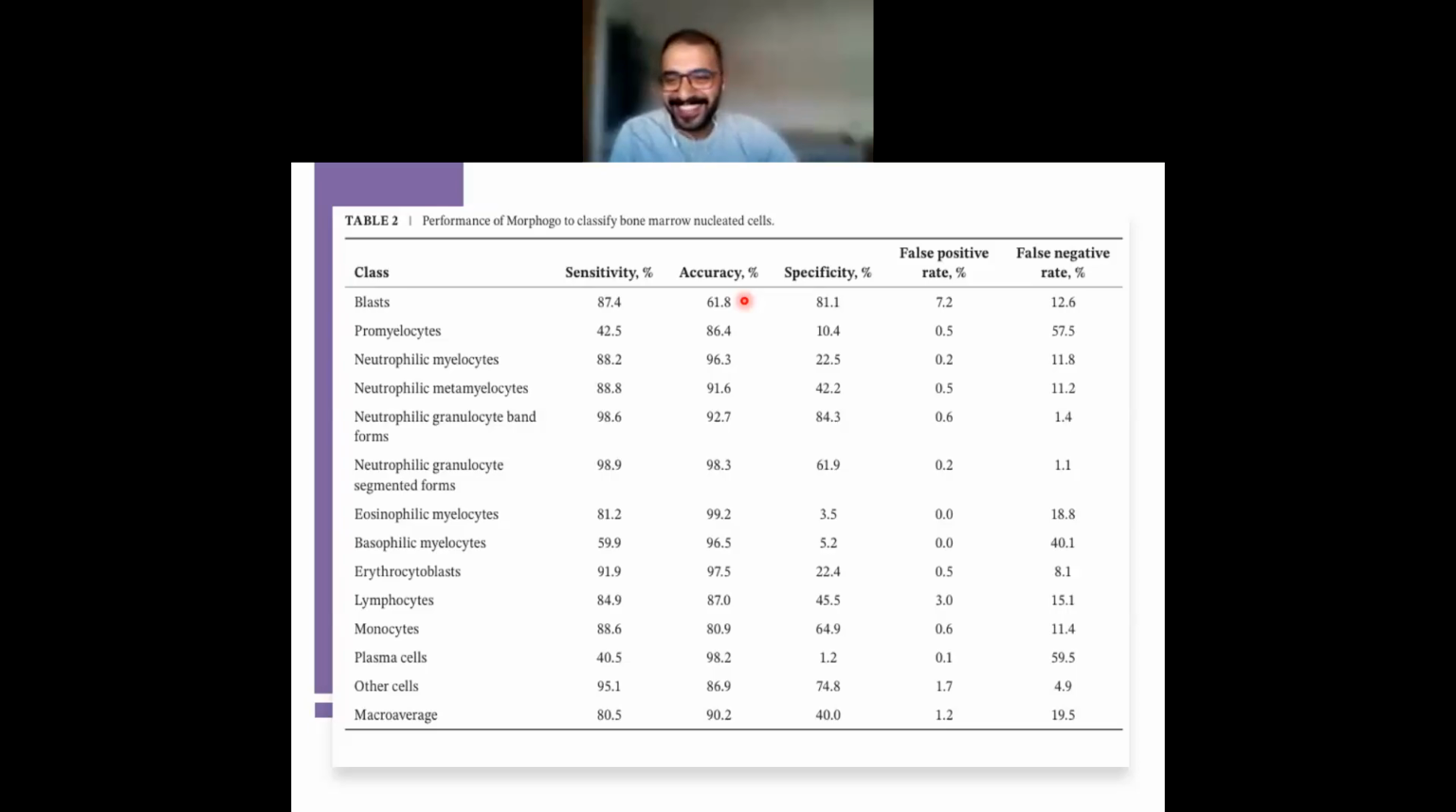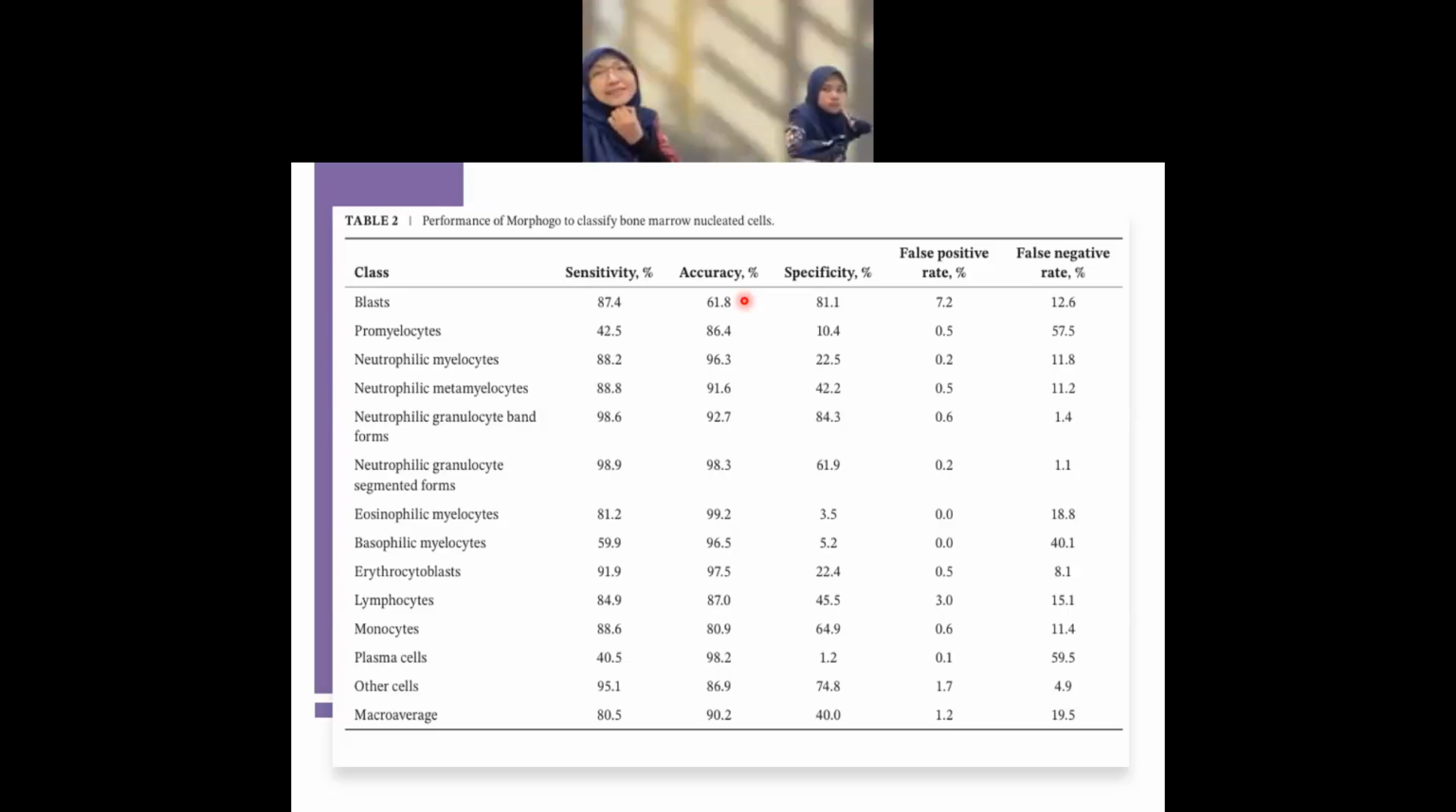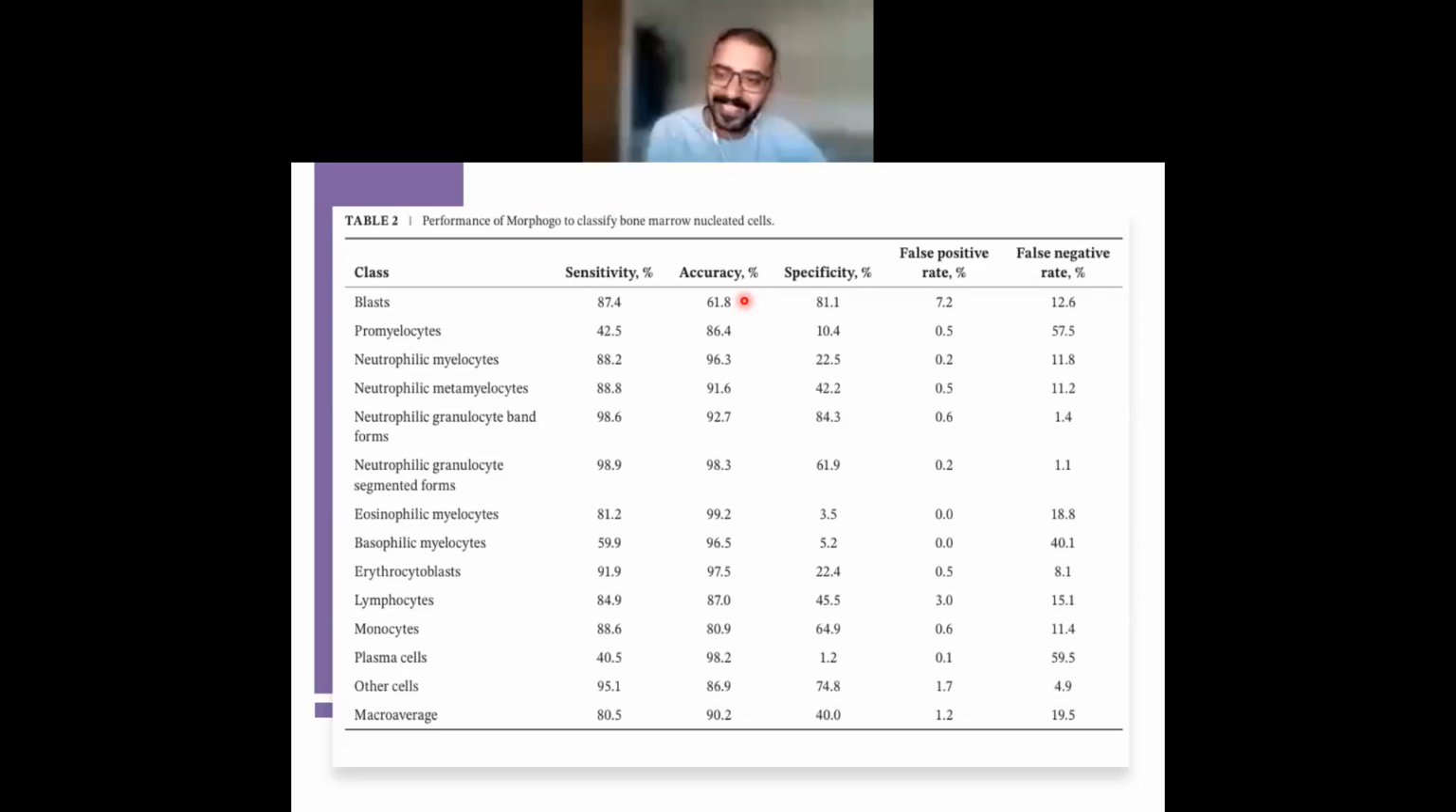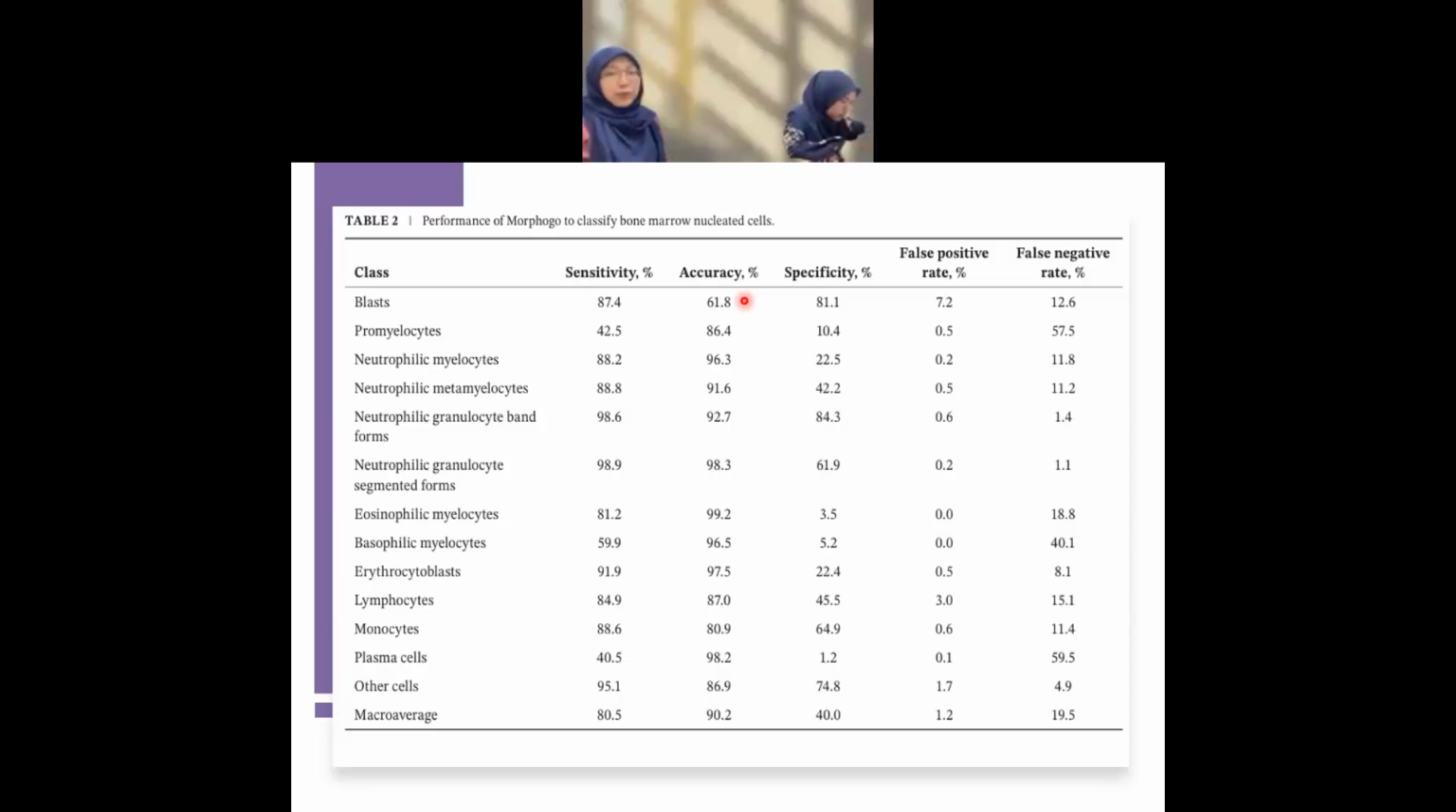Another one is, what do we call it? FDR, right? False discovery rate, like false positive, true positive, true negative. What we want is true positive and true negative. Very low.